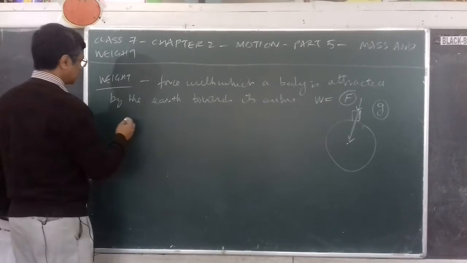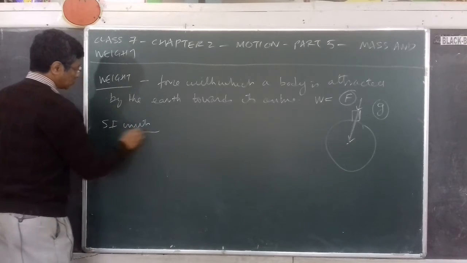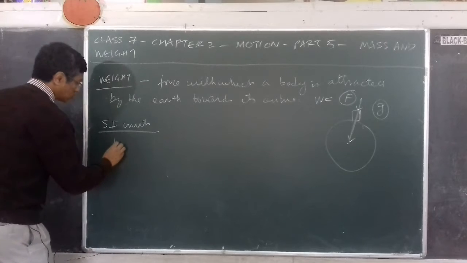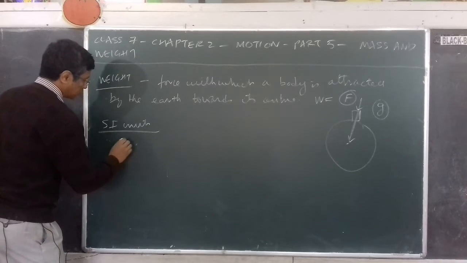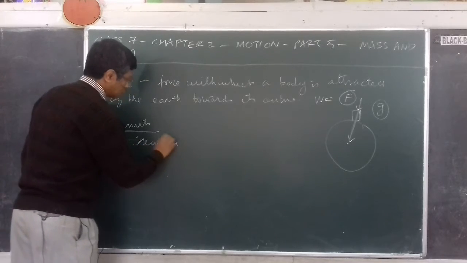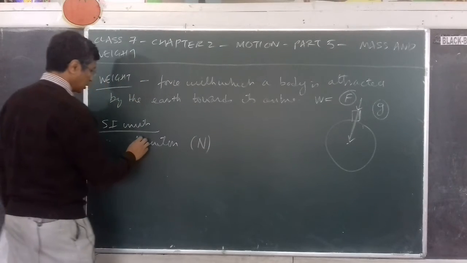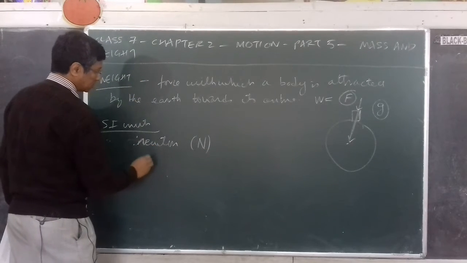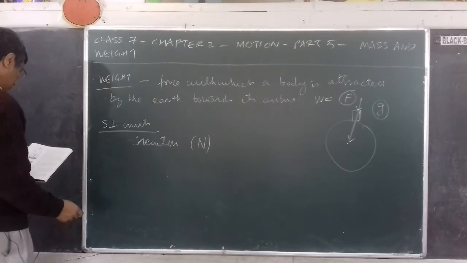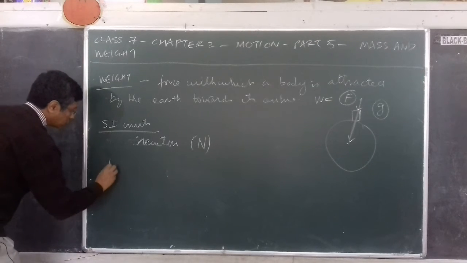So for the SI units, since weight is a type of force and force is measured in newtons, weight is also measured in newton. The SI unit of weight is also the newton, and while writing we write it in small n, newton, whereas when you write the symbol we write it as capital N. Now weight can also be expressed alternatively in kilogram force.